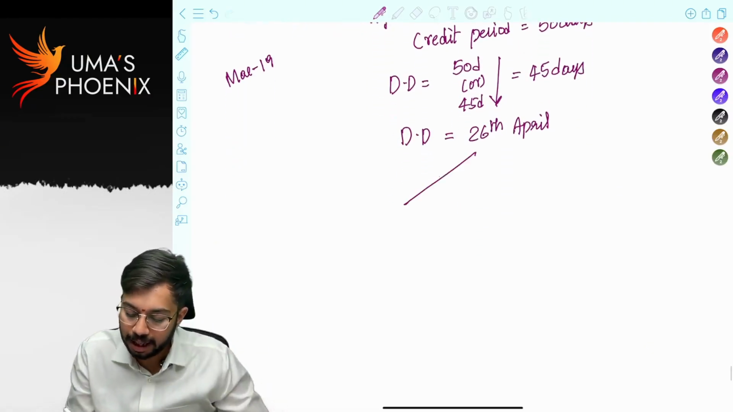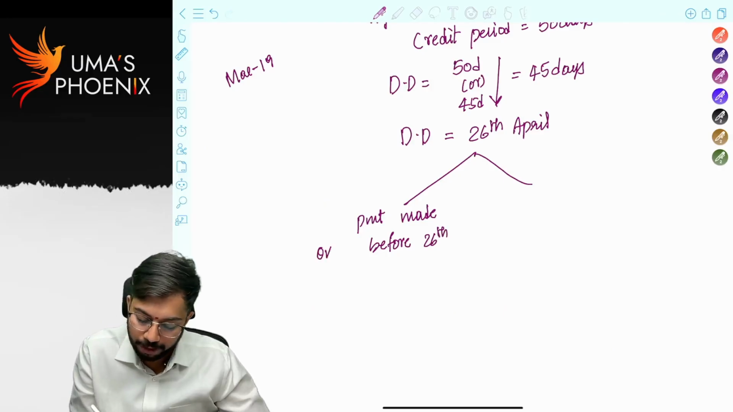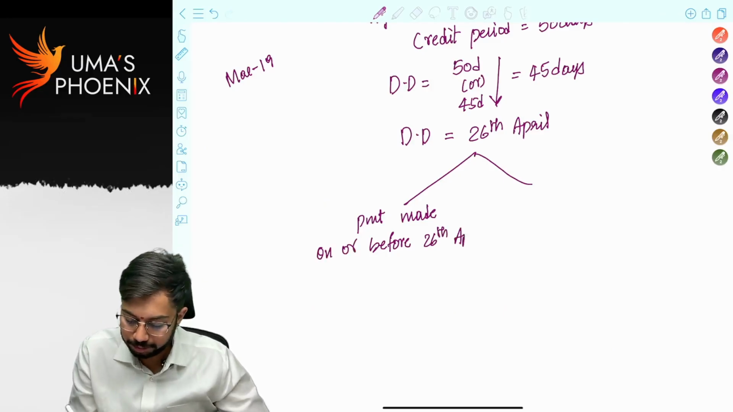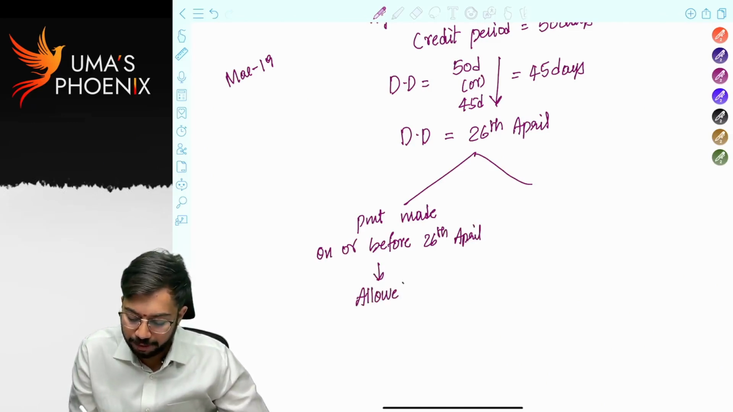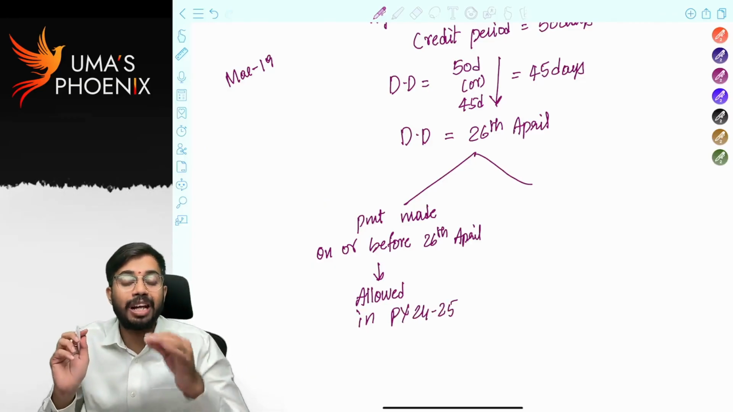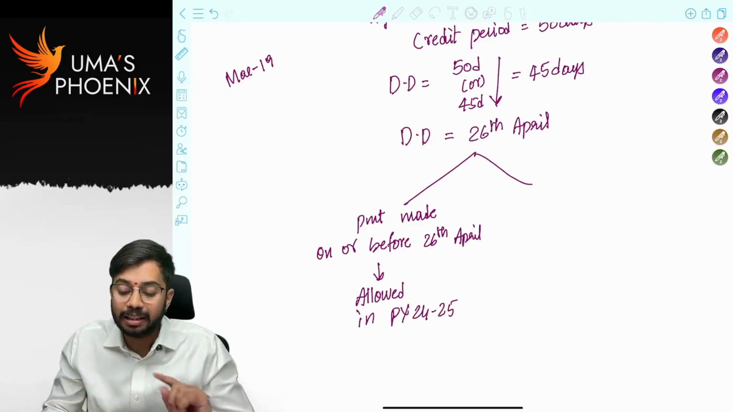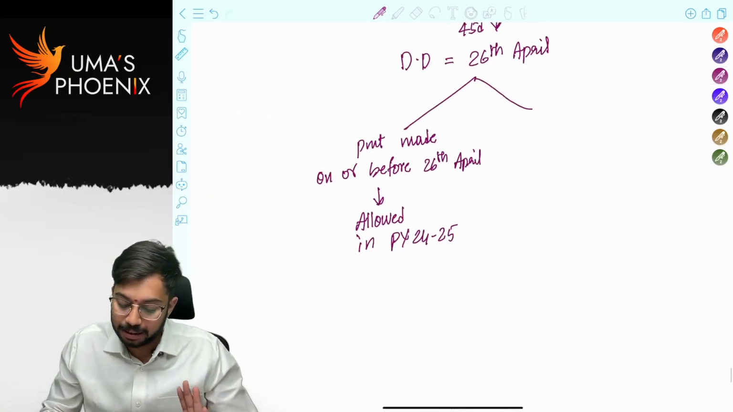In this case, let's say payment made before 26th April. On or before 26th April. Then it is allowed as deduction in 24-25. Are you able to understand? As payment is made before the due date, allowed as deduction on accrual basis. When transaction was entered in 24-25, so it is allowed as deduction on accrual basis.